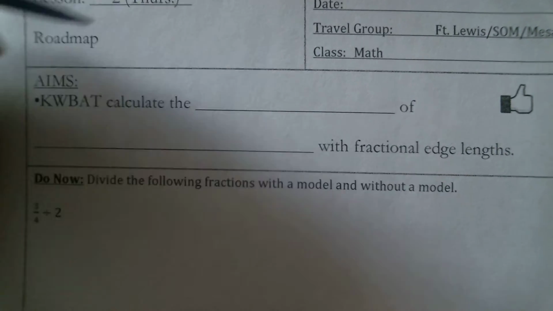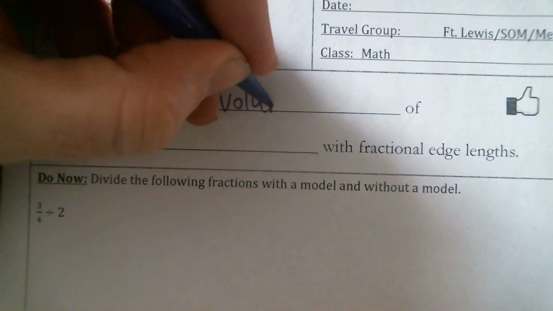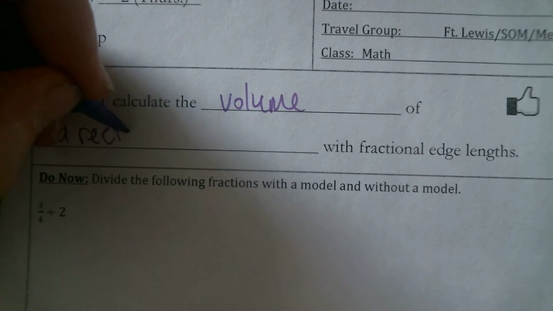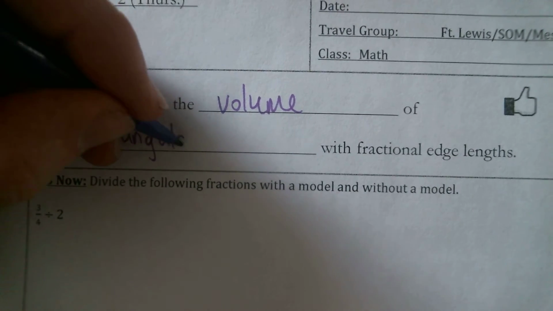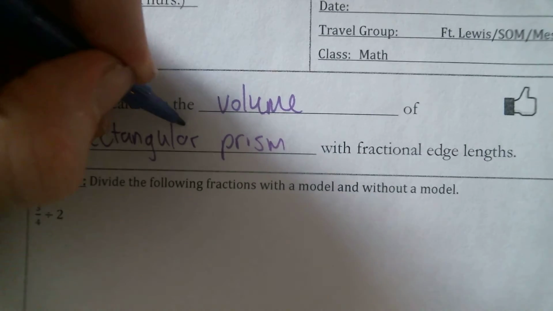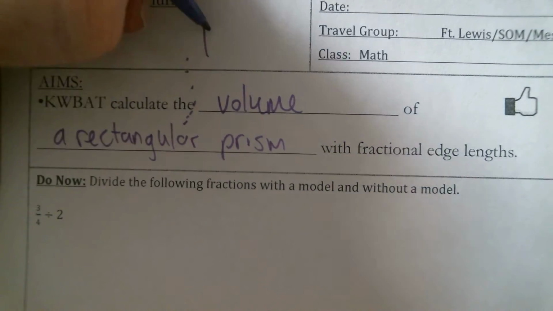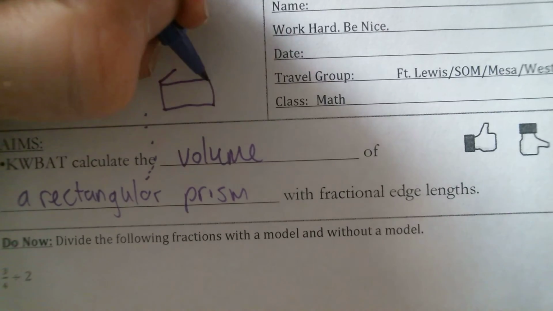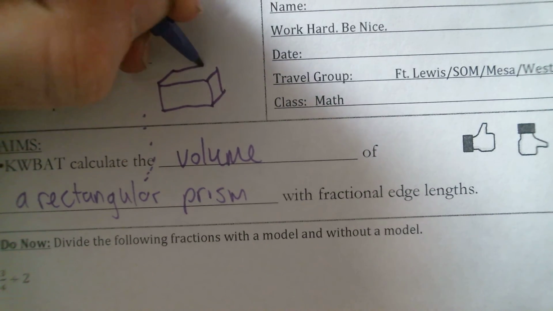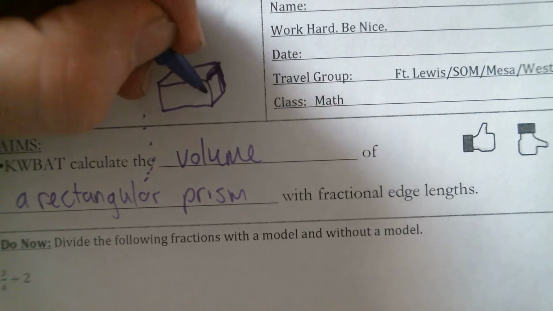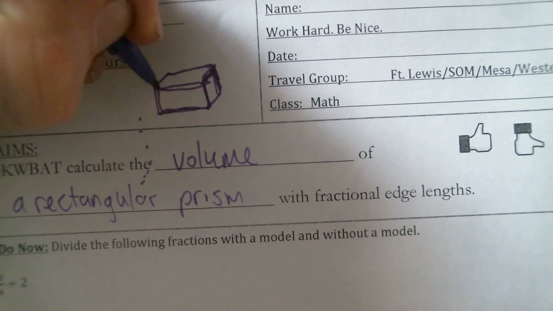All right, so today we're going to be calculating the volume of a rectangular prism with fractional edge lengths. If you're like, oh, rectangular prism, what is that? Well, just remember it's just a rectangle, but then it's a prism, which means it's a 3D shape like the ones we were working with the other day. Obviously, this one's not the best rectangular prism I've ever drawn, but you get the idea. Okay, so let's go ahead and jump into this.